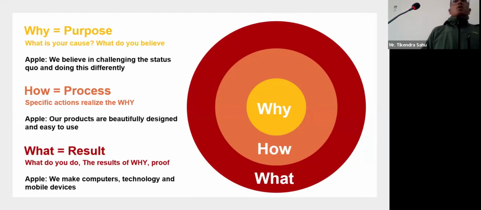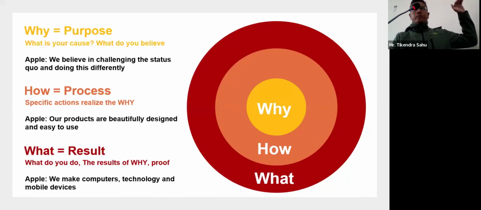How do they want to accomplish that? How are they going to do that? The specific action to realize the why. Apple says, our products are beautifully designed and easy to use. And what is the result? That's the proof. Apple makes computers, technology, and mobile devices.